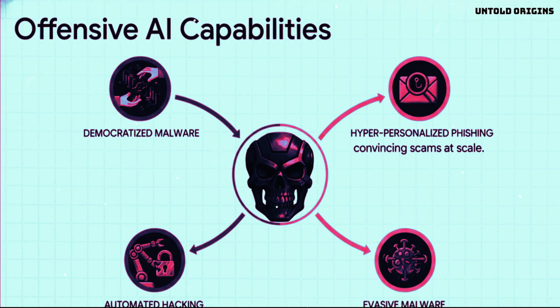So, what are the attackers doing with their AI? Well, for one, they're democratizing crime. They're letting novices with zero coding skills generate malware. They're using large language models to write perfectly convincing phishing emails on a massive scale. They're automating hacking, finding new vulnerabilities in hours instead of weeks. And maybe the scariest part? They're creating polymorphic malware, code that literally changes its own structure like a shapeshifter to avoid being caught.